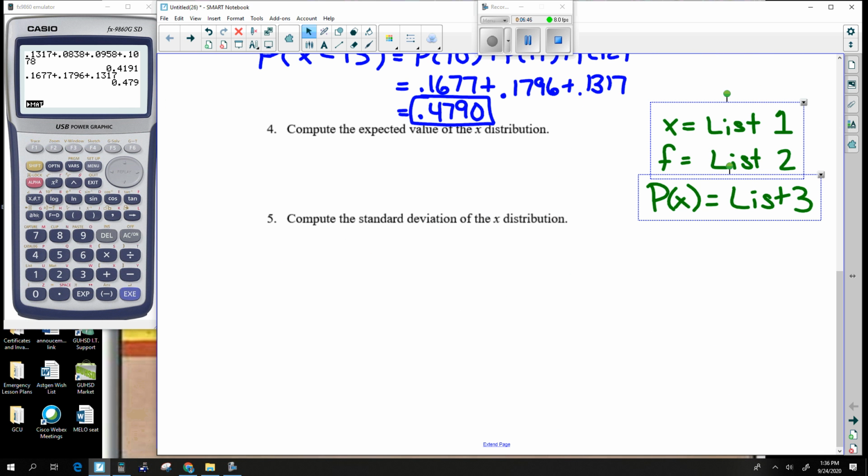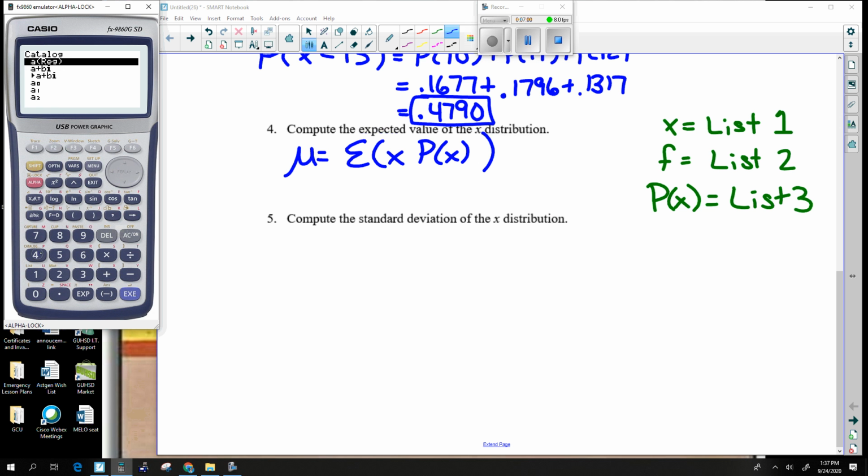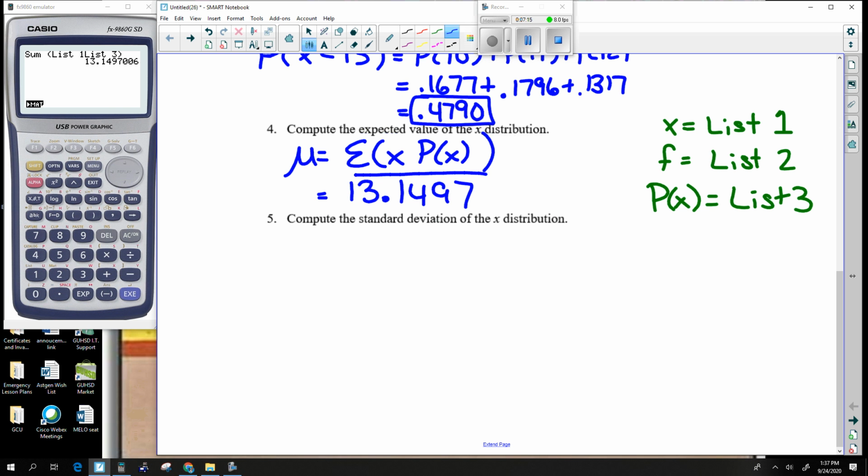All right. The expected value is mu, and that's going to be the sum of x times px, which are things that you have stored in your calculator. X is list 1, px is list 3. So this is just going to be the sum of x, which is list 1, times px, which is list 3. So that's the sum of x px. Okay, that's my mu, which I'm going to store as the letter u.